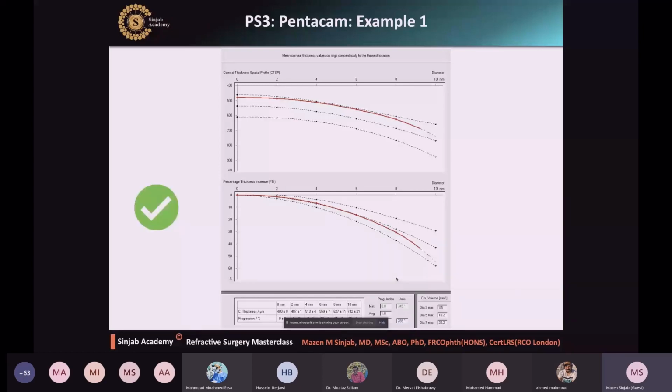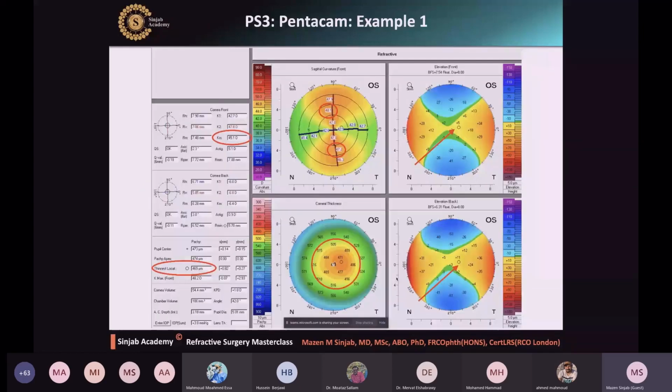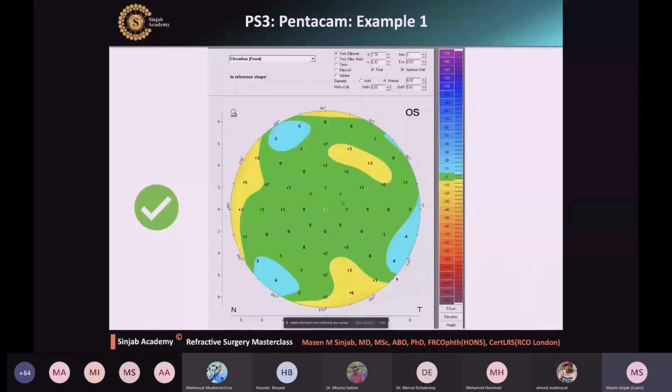We do the same: KM, inferior-superior asymmetry, elevation maps if we are using the best fit sphere, and the pattern of the thickness map, it is concentric. And then we look at the thinnest location, it is 469. So it is a warning sign. Then this is the elevation map using the toric ellipsoid. It is fine for the anterior, it is fine for the posterior.